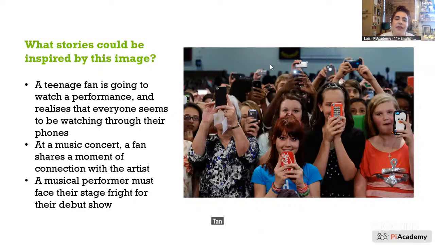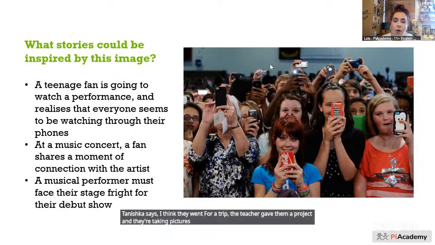Tanishka says, I think they went for a trip. The teacher gave them a project and they're taking pictures. Or a favorite speaker is talking. Yes, I think that would be a good one to build up the anticipation. And you see this person that they all really like, and it shows the anticipation and the excitement that they create.